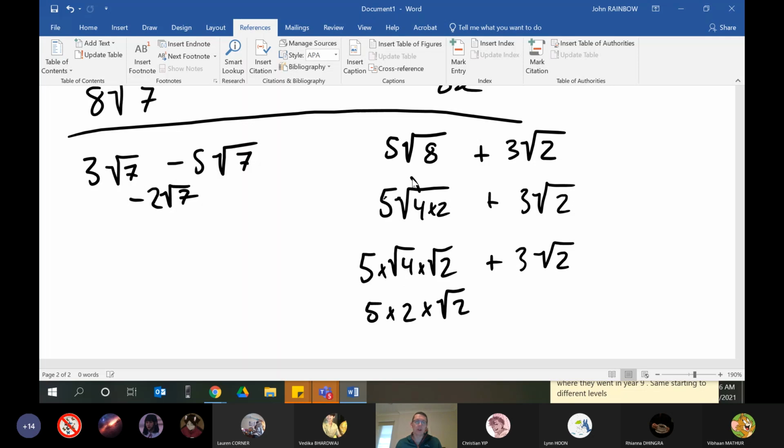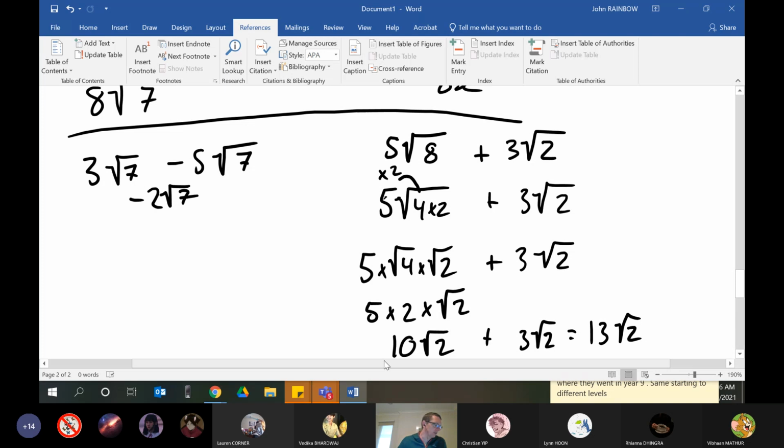So it's actually going to be 5 times 2 times root 2. When you bring this number out, you multiply it. I'm actually going to multiply that by 2 because root 4 is 2. So it's actually 5 times 2, which turns into 10 root 2 plus 3 root 2, which equals, now they're the same, 13 root 2. And that's all the laws, guys.